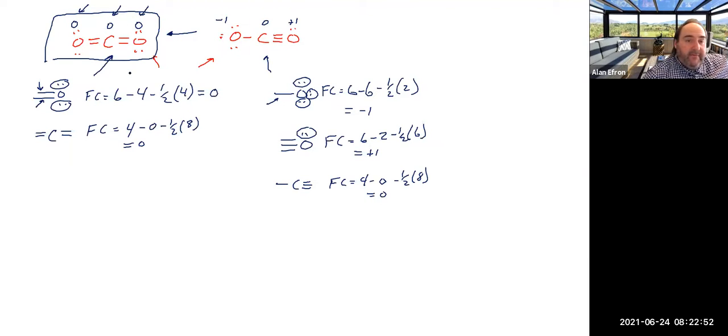Any questions on formal charge, and again, how to calculate it and how to use it to decide between two structures? A reminder, as I might have mentioned yesterday as well, you do not have to use formal charge to decide if you drew a good structure or not, unless the instructions tell you to do so.